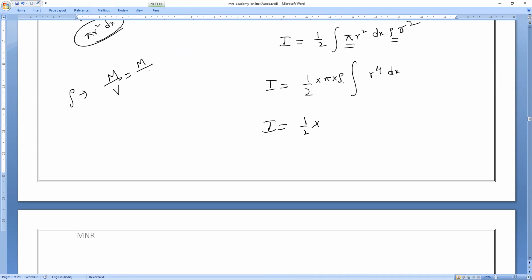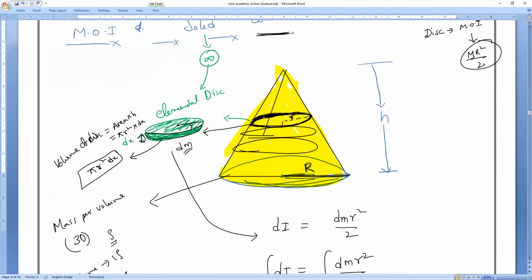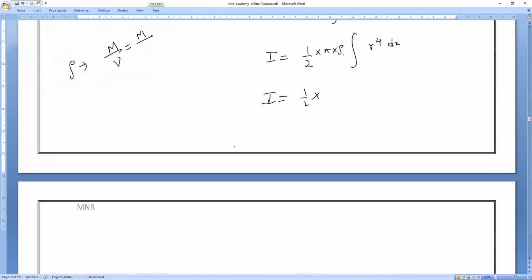So mass is m. Can you tell me what is the volume of a solid cone? Volume of a cone is 1 by 3 pi r square h. So the 3 will go up. So rho equals 3m divided by pi r square h. So pi into 3m divided by pi into r square into h. So pi will get cancelled. Now integration of r power 4 dx, is it possible?